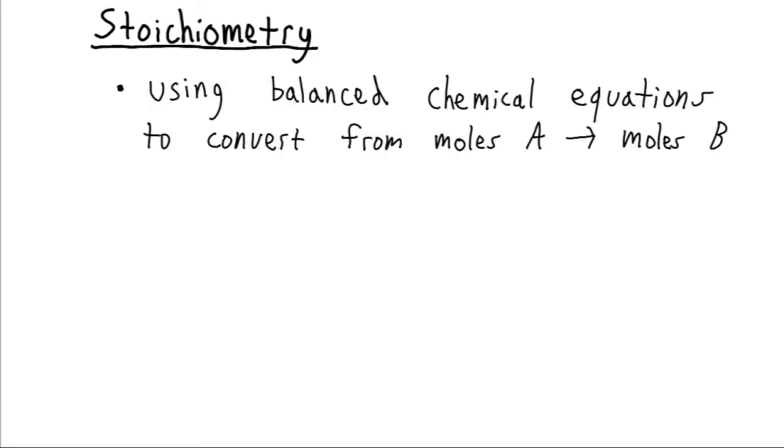Something very powerful that we can do, having come up with these balanced chemical equations, is we can use them to convert between the amount of one substance we have into the amount of another substance over the course of the reaction. This is called stoichiometry, since we're using those stoichiometric coefficients to do it.